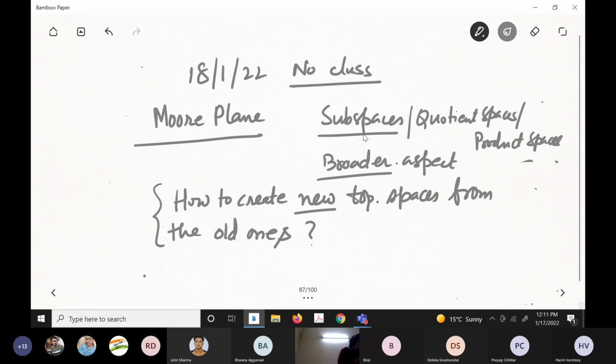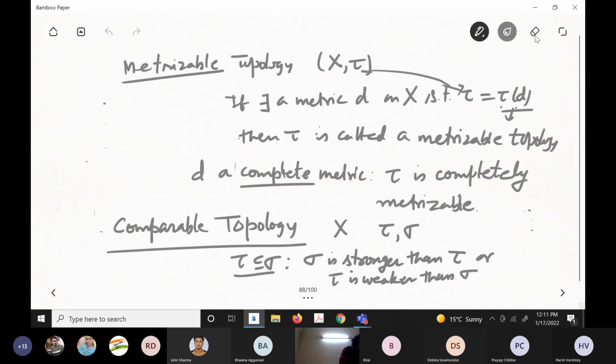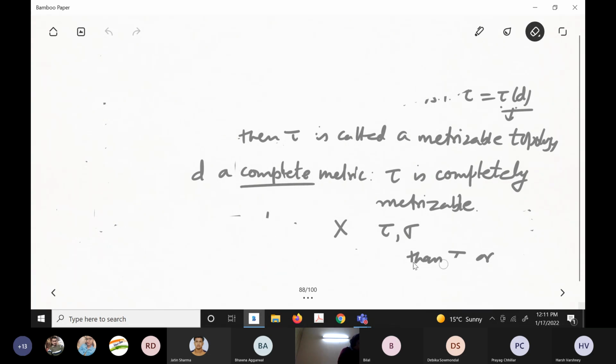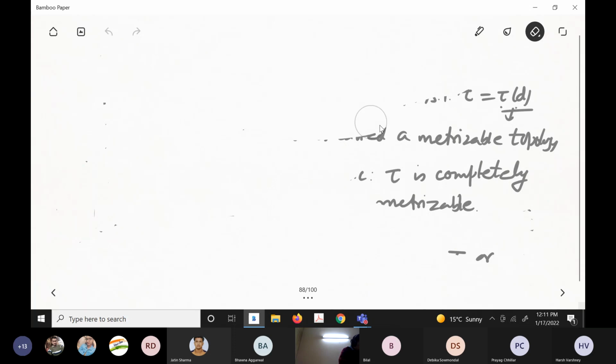The first I want to talk about this one. Moore plane, you should remind me if I forget that. So, subspaces.